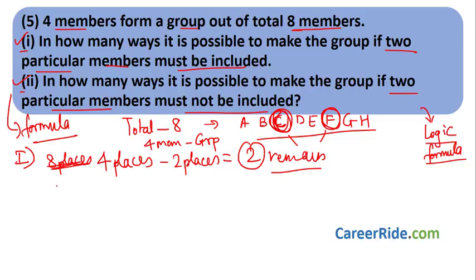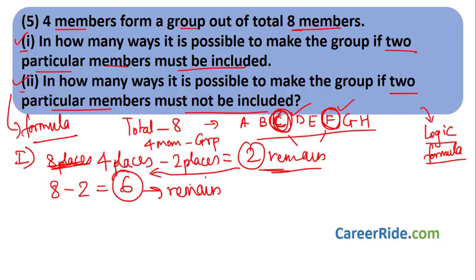Total members are how many? 8 are total members. But out of that, we have already selected 2 members, those have to be included compulsorily. So how many remaining members are there? 1, 2, 3, 4, 5 and 6. So 6 members remain, and we have to fill these 2 remaining places using only these 6 members.